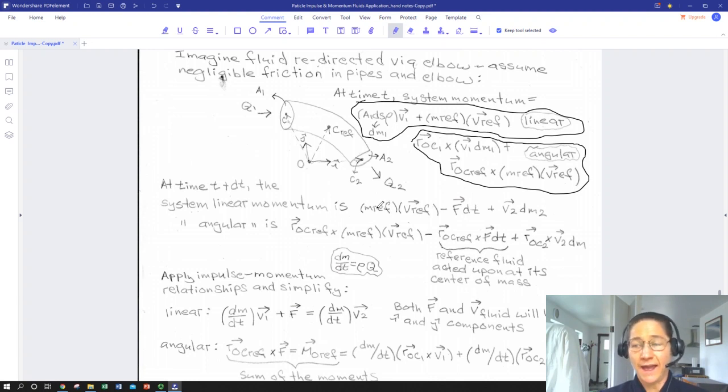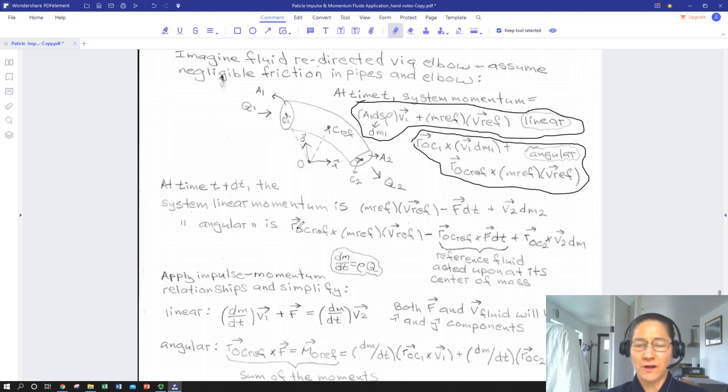So we can do an after t plus dt linear momentum. Again, we've got our reference volume momentum. We've subtracted the impulse of the container, which again will probably have components in the i hat and j hat directions just because of the shape. And now we've got a blob of water coming out the other end, so we've got its linear momentum v2 dm2.